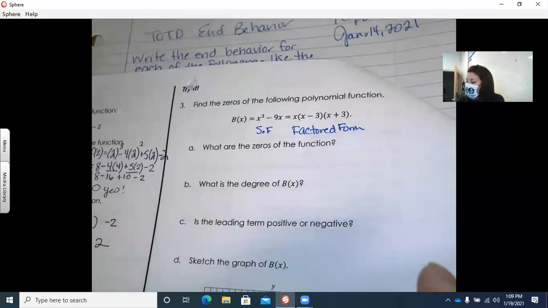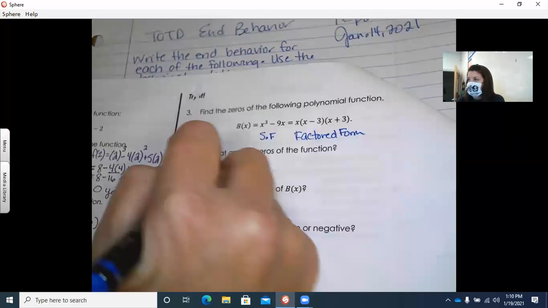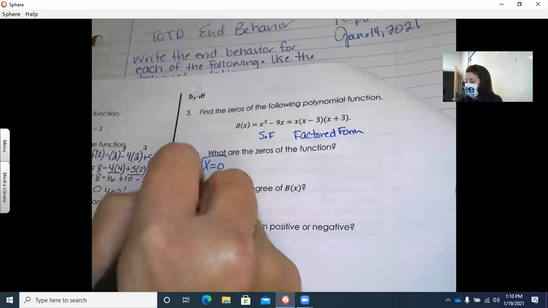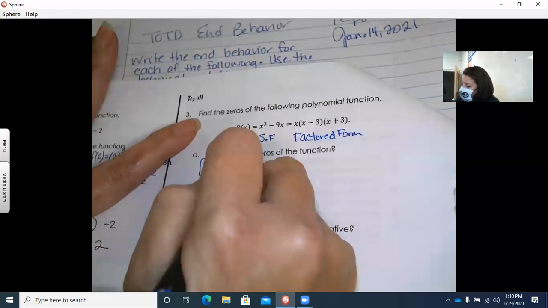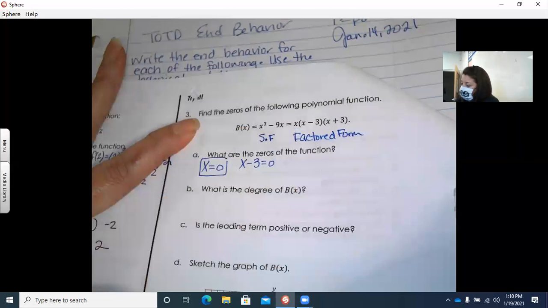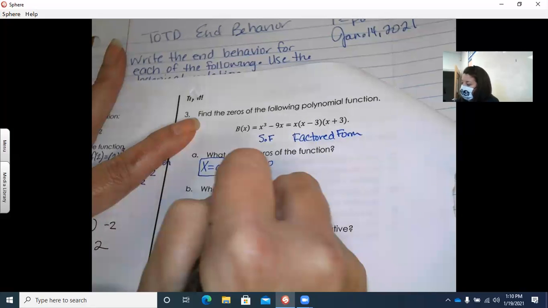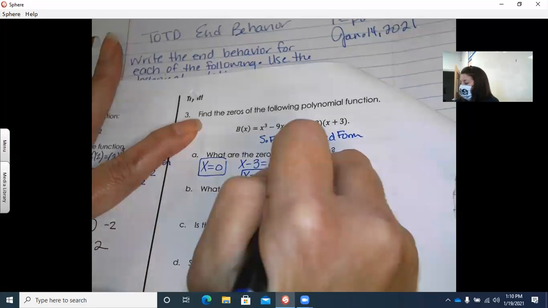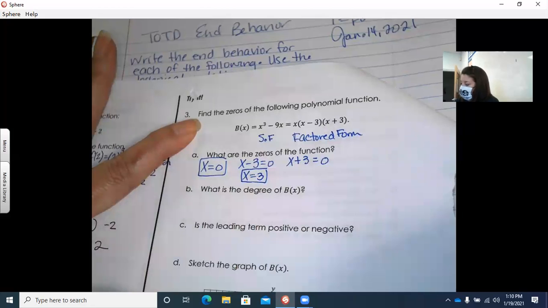So x was a factor, set it equal to 0. Do I have to solve anything? No, that's one of my zeros, or my solutions, or my roots. X minus 3 is a factor. Let's set it equal to 0. And that's going to give me a 0 of what? Positive 3, because I add 3 to both sides. And my other factor is x plus 3. And that will give me a 0 or a solution or a root of what? Negative 3.